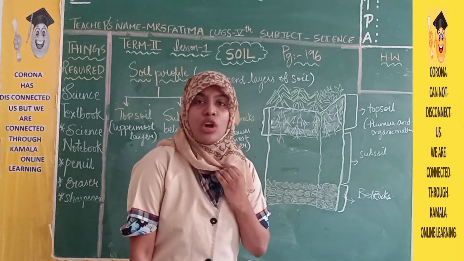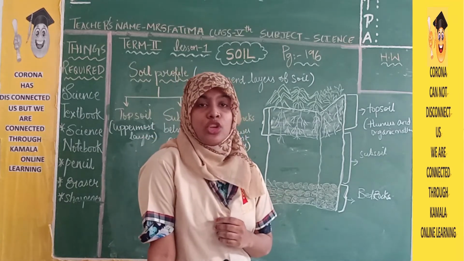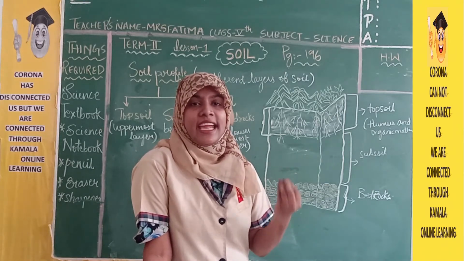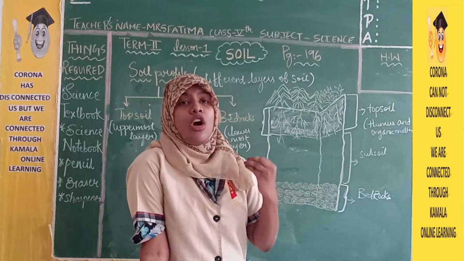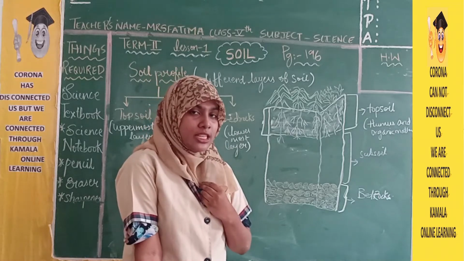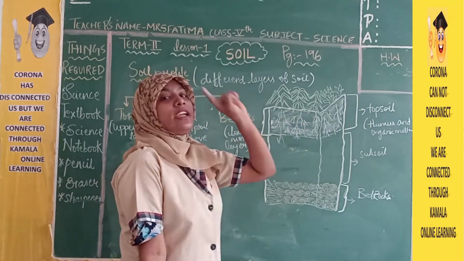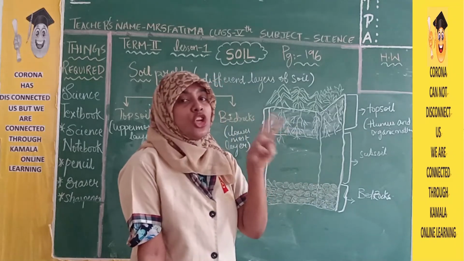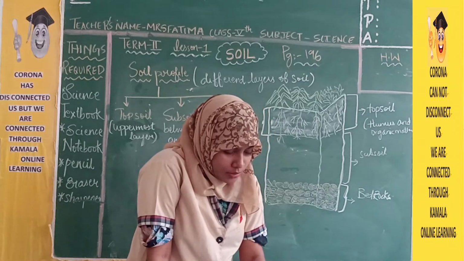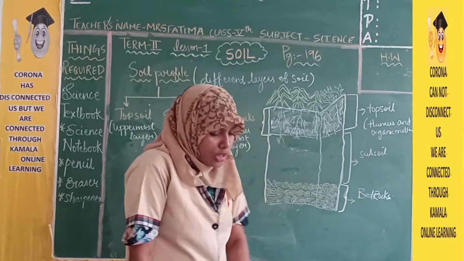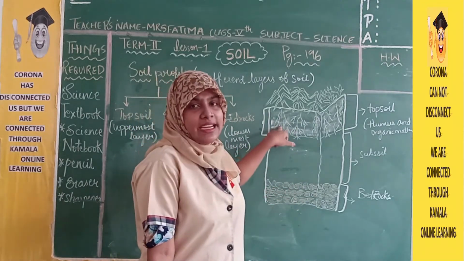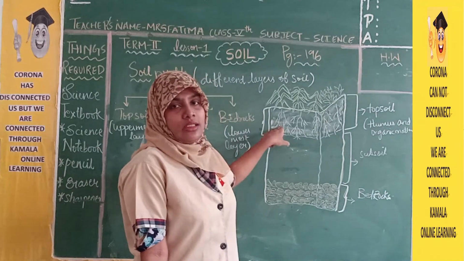In the previous class, I have already told you, children, what is humus. Humus is an organic matter which contains dead and decayed plants and animals. So top layer contains nutrients, humus and organic matter. It is usually brown in color and darker than the rest of the horizons. Compared to these two layers, this layer is a darker layer, children. It is brown in color.